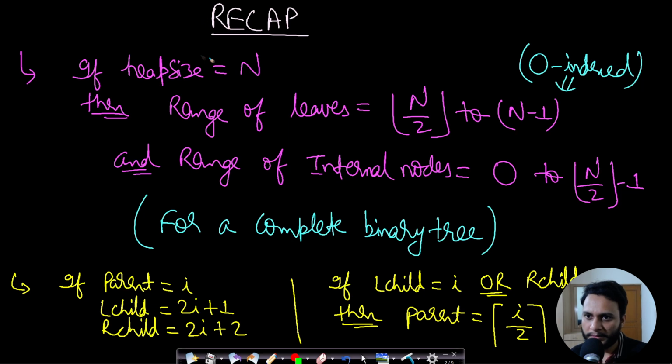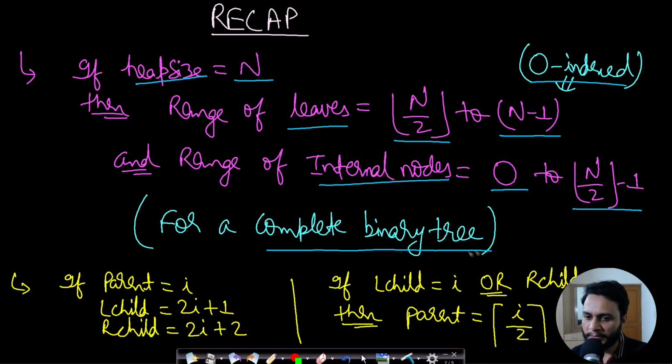Now let us just recap some of the concepts which we will be using here. In this case, if the heap size is n, that is if our heap is having n elements, then the range of leaves will be from floor(n/2) to n minus 1 if our array is 0 indexed. And the range of internal nodes will be the rest of the nodes. The nodes which are not the leaf nodes will obviously be internal nodes, and therefore it will range from 0 to floor(n/2) minus 1. So this is true for a complete binary tree.